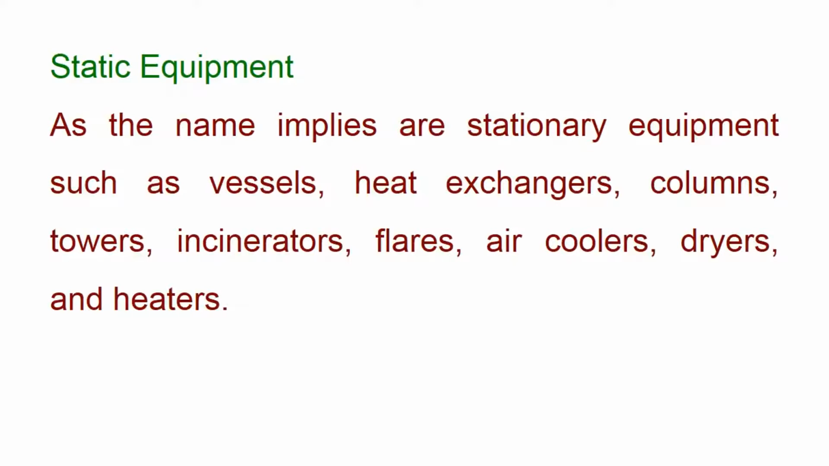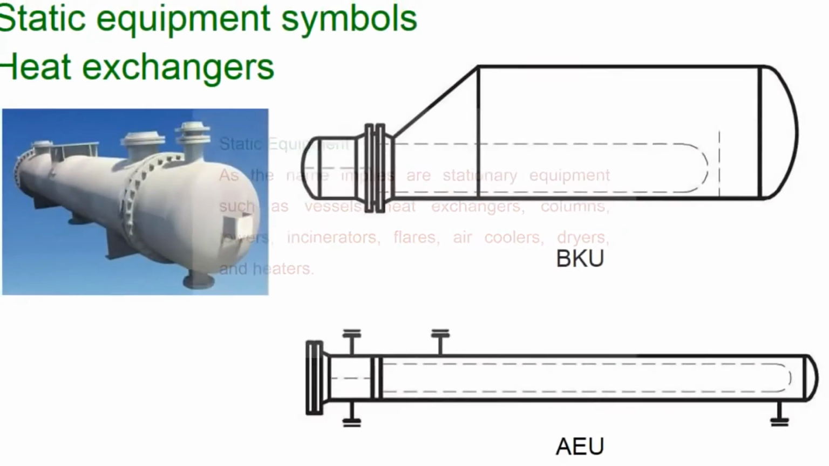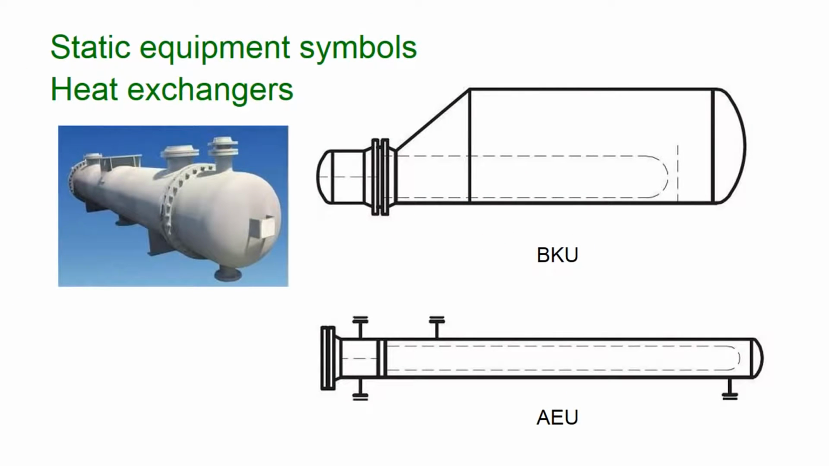Static equipment, as the name implies, are stationary equipment such as vessels, heat exchangers, columns, towers, incinerators, flares, air coolers, dryers, and heaters. Static equipment symbols. Heat exchangers, PKU, IU.